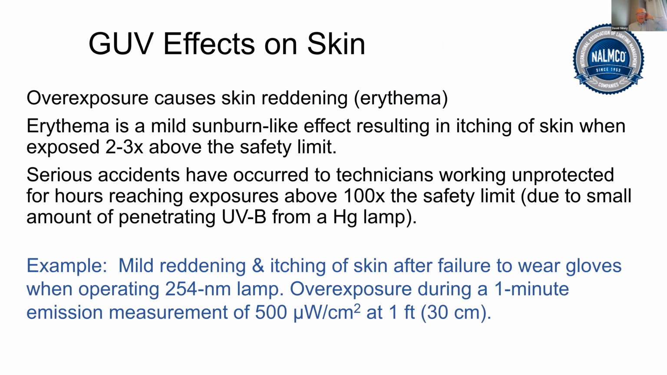So what are the exact effects that would happen if you had overexposure? Overexposure of the skin produces a slight reddening of the skin, which is technically termed an erythema. And this erythema is a mild sunburn-like effect, resulting quite often more in an itchiness of the skin and slight pinkishness in some people's skins when one is exposed to twice or even 3 times above the safety limit.